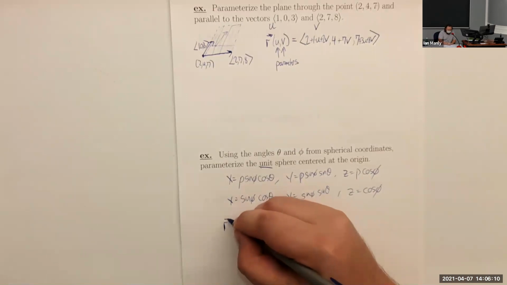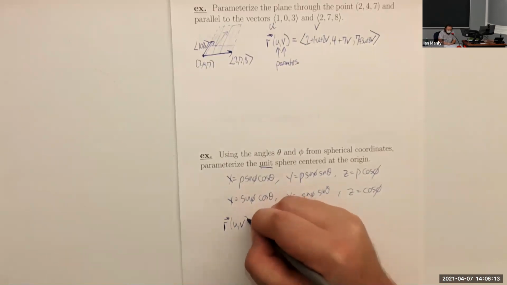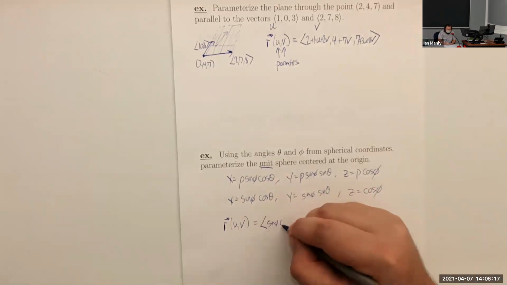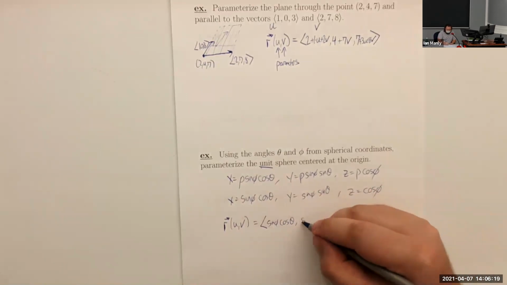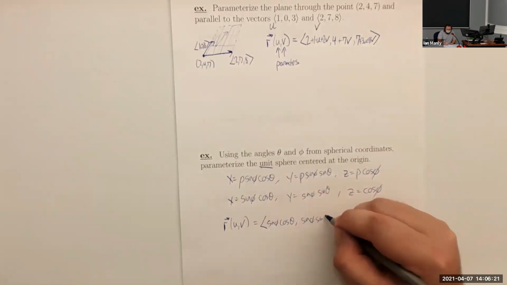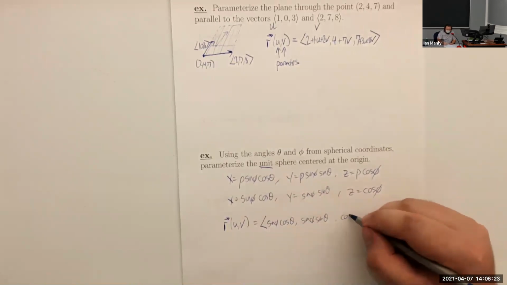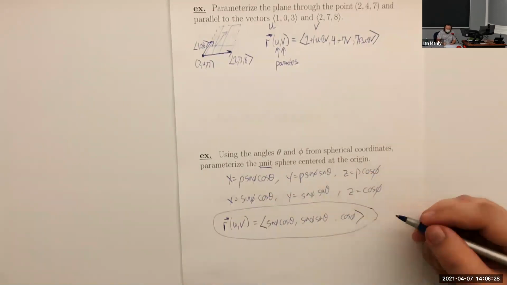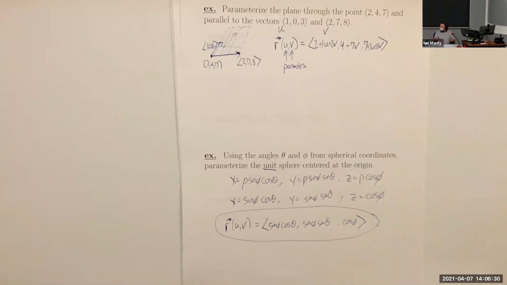So a vector that will point to any place we want on the unit sphere could be defined like this: sine of phi cosine of theta, sine of phi sine of theta, and cosine of phi. So there we go. We found our parameterization for our unit sphere or unit ball, if you like.